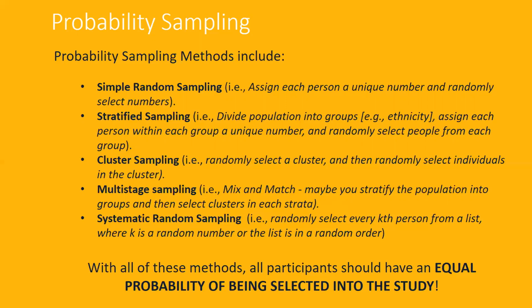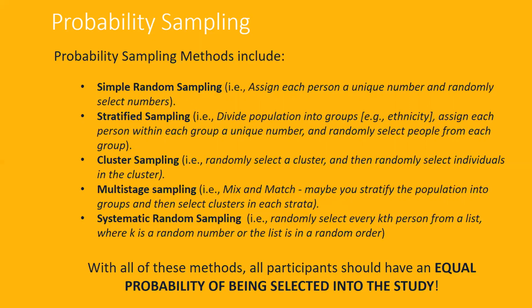The next option is stratified sampling. Stratified sampling is basically you divide the population into groups, and then you assign each person within each group a unique number, and you randomly select. That's usually important for, say, you're looking at something like ethnicity, or you want to make sure to capture a specific phenomenon of interest. Then you sample a certain number of people within each of those stratified groups, which are called strata. Then you randomly select within those.